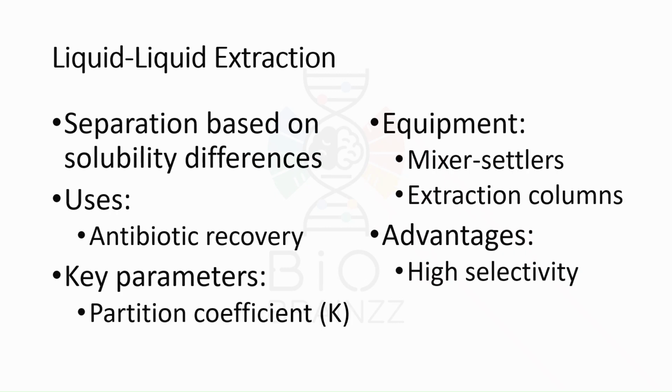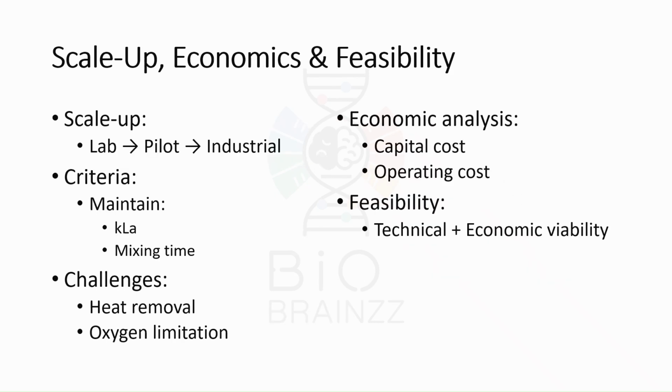Liquid-liquid extraction is used to separate compounds based on their solubility in two different liquids. It is commonly used to recover products like antibiotics. The key parameter is the partition coefficient, which shows how a substance distributes between two phases. Equipment like extraction columns and mixer settlers are used.